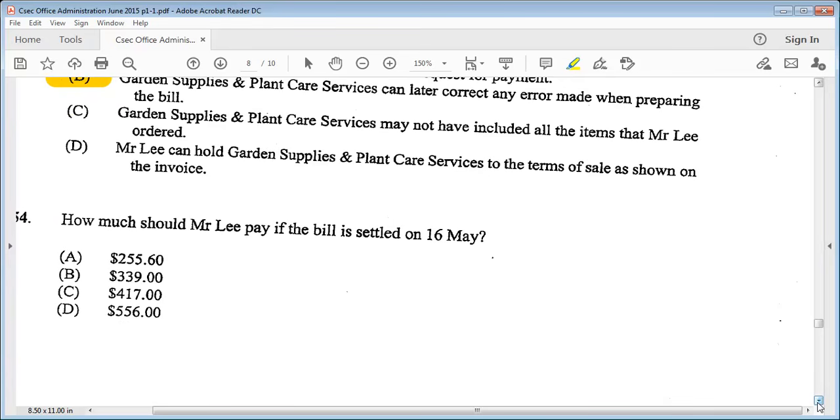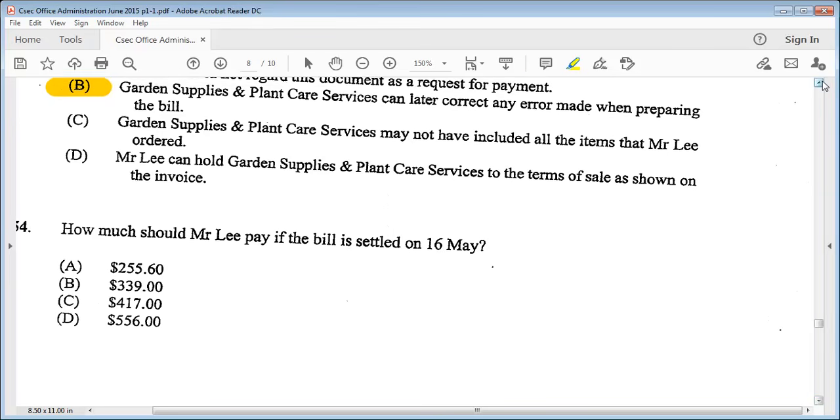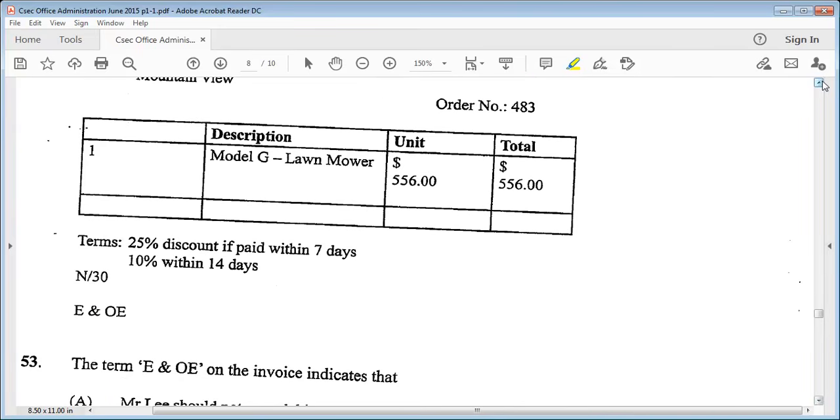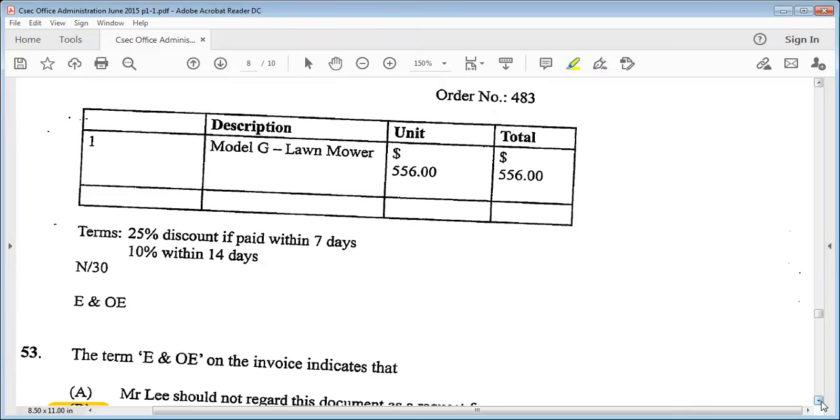It says, how much should Mr. Lee pay if the bill is settled on 16th of May? So let's go back to our 16th of May. Okay, here is the terms. It says 25% discount if paid within 7 days, 10% within 14 days.